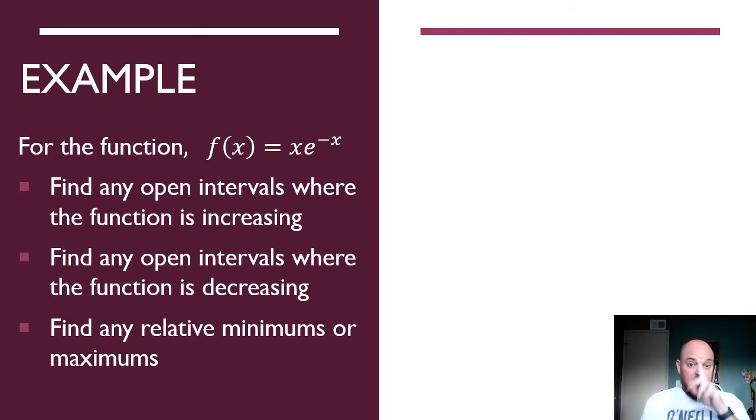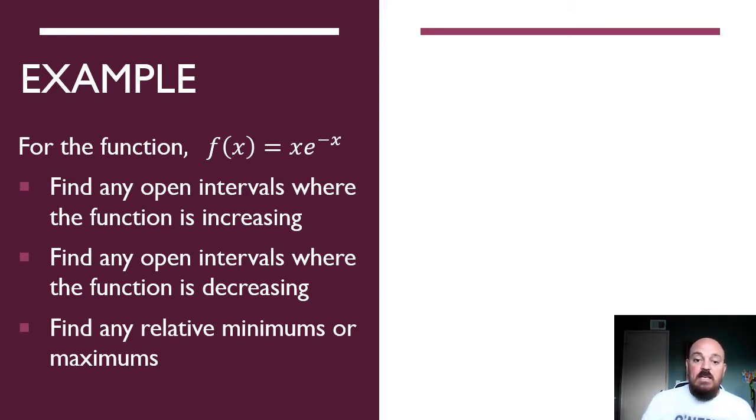So let's do a quick example here. We have a function f of x equals x e to the negative x. So it's an e to the x. That's what's different about it from the first time we did this. And I said I want you to find any open intervals where it's increasing, any open intervals where it's decreasing, and any minimums or maximums. All three look like separate questions, but it's really one piece of work. You answer all 3 questions just from the one number line.